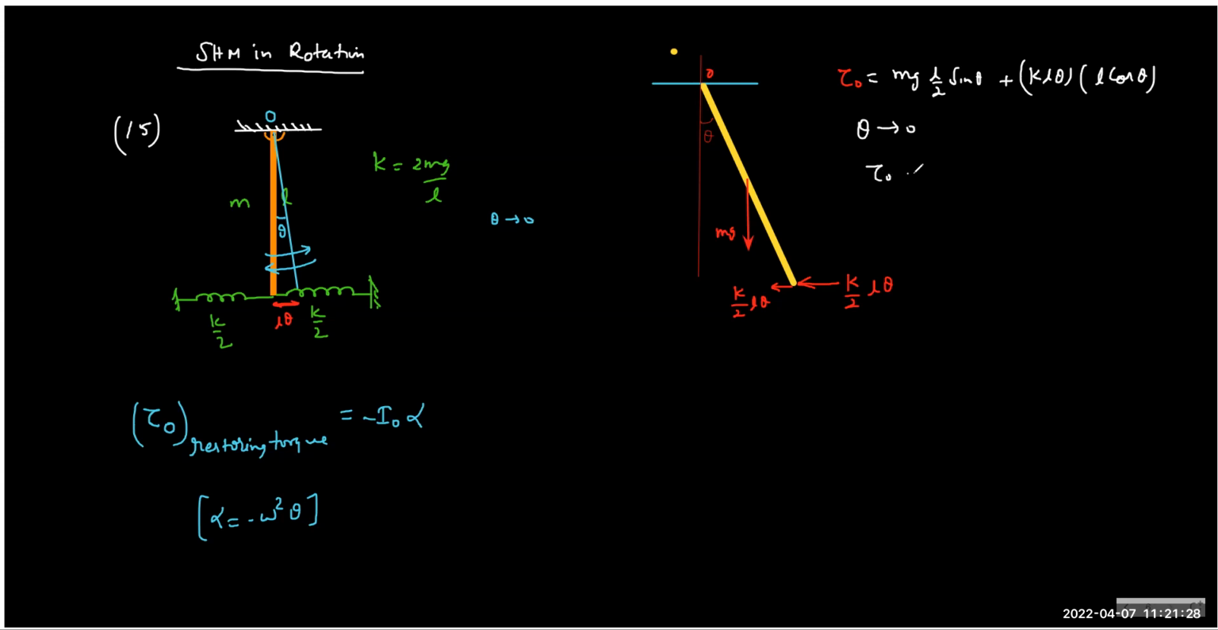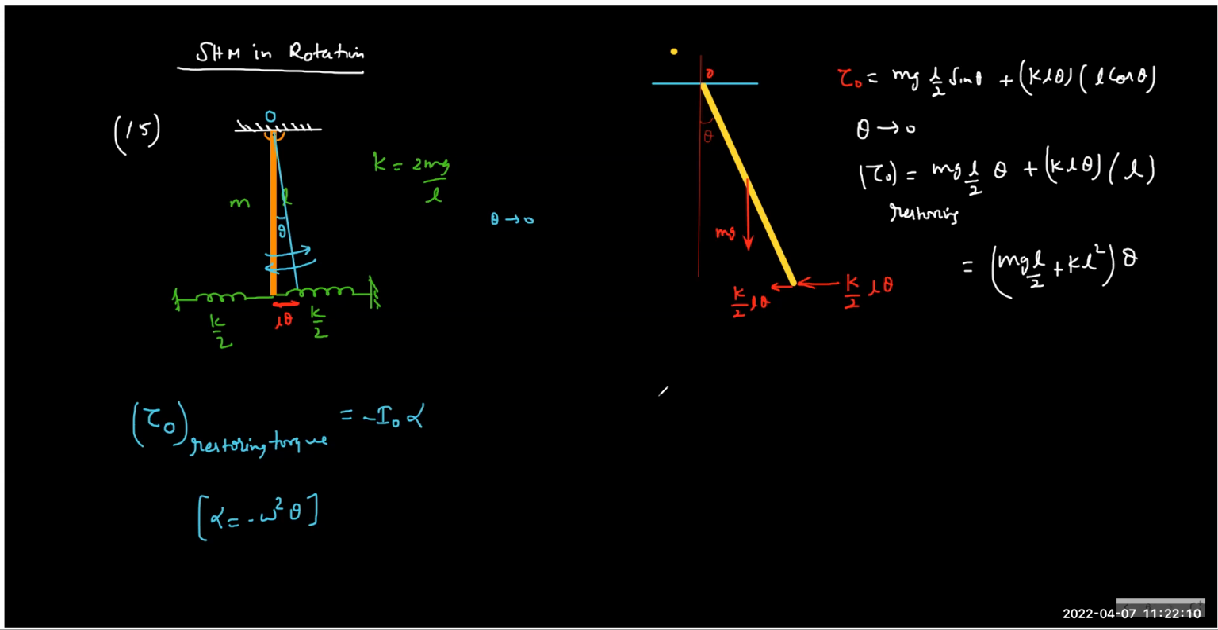So this will become MG L by 2 theta only. This is KL theta only. And L cos theta is as good as L, since cos 0 is 1. So now the net restraining torque, the torque which is trying to bring it back, is not only one value, it's two values. You can see what I'm doing. This is square. It's mg L by 2 plus kl square, all into theta.